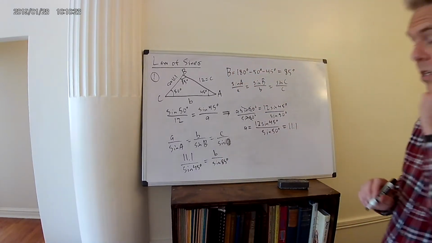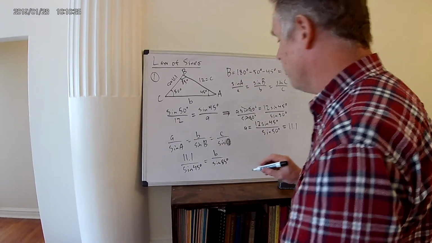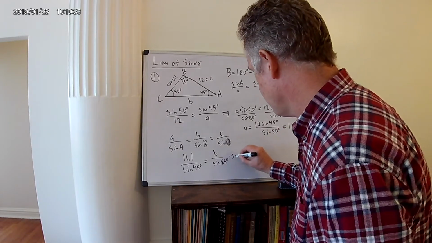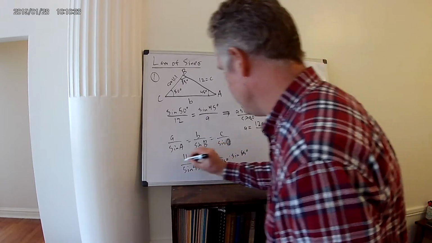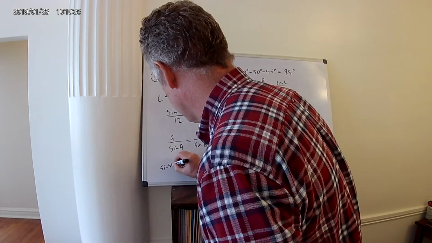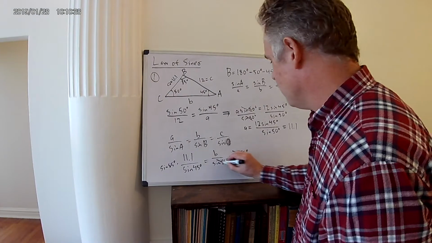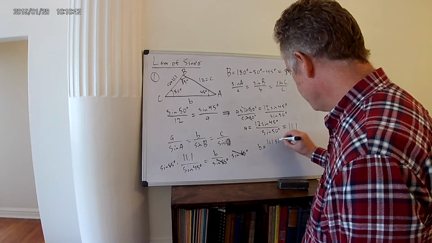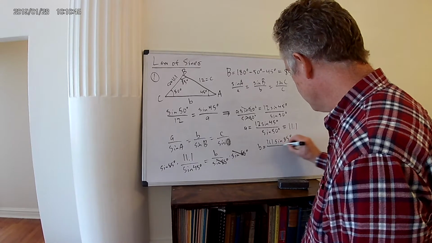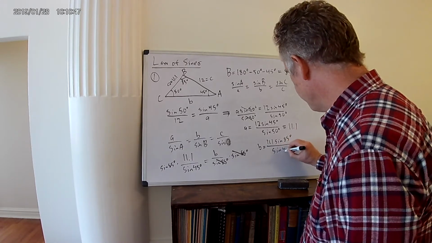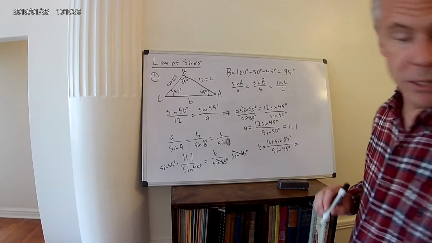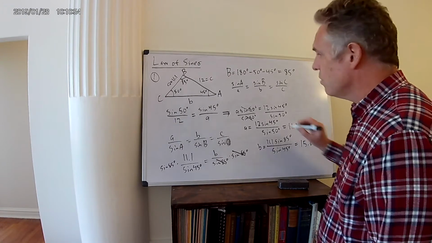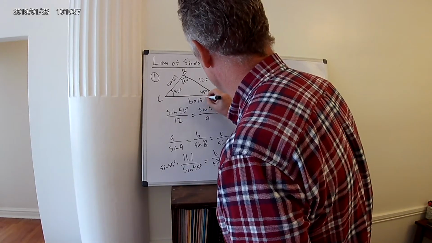Okay, so I get this equation. I have just one unknown, and I can solve for B. The easiest way to do that is if you multiply both sides by sine of 85 degrees, okay, which is totally legal. Okay, these cancel out, and you get B equals 11.1 times sine of 85 degrees divided by sine of 45 degrees. And if you plug this in your calculator, you get 15.6. So side length B is 15.6.